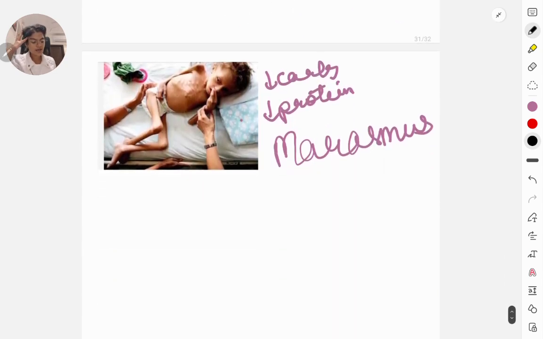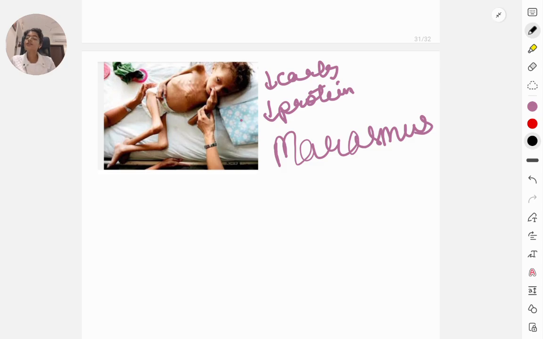And if we talk about marasmus, there is obviously the deficiency of calories, weakness, anemia, retardation, and muscle wasting is also there. Muscle wasting is called emaciation. Okay. Now there are some signs or symptoms comparable for AIDS and cancer with marasmus.